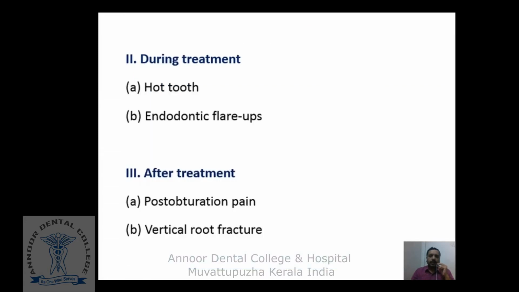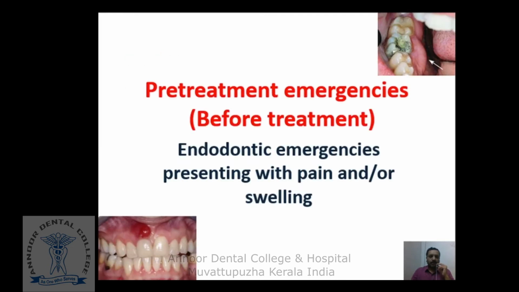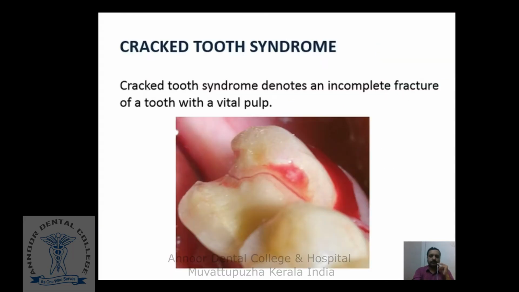During treatment or intra-treatment emergencies include forked tooth and endodontic flare-ups. After treatment or post-treatment endodontic emergencies include post-obturation pain and vertical root fracture. Now we can discuss the various pre-treatment endodontic emergencies presenting with pain and/or swelling. In this, the first condition is cracked tooth syndrome.